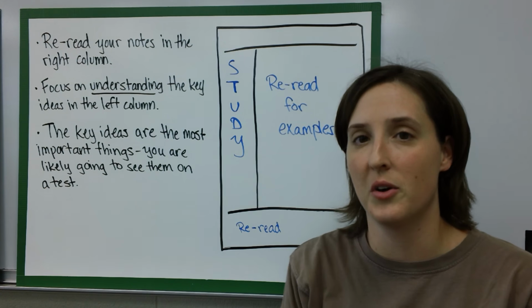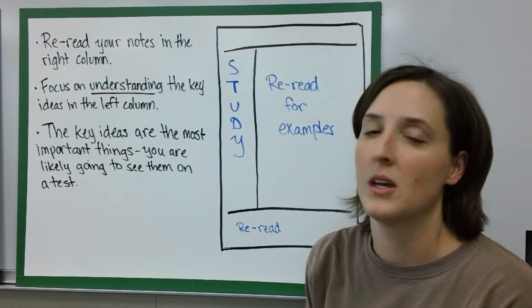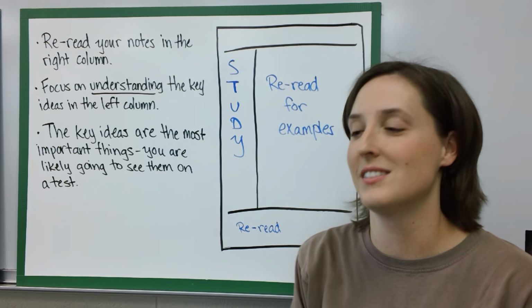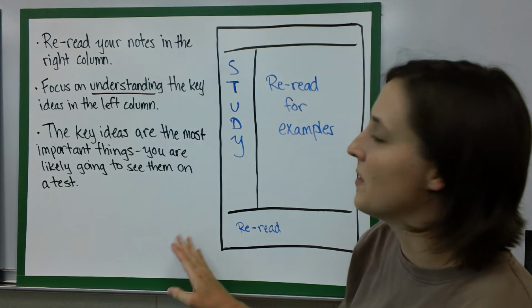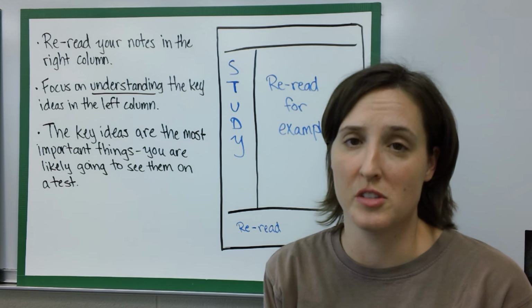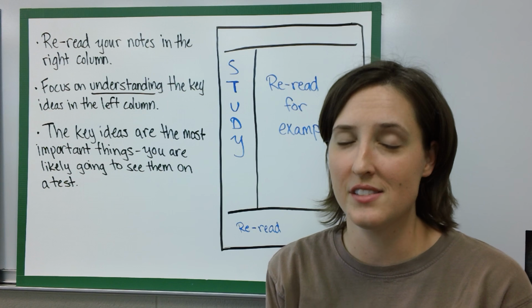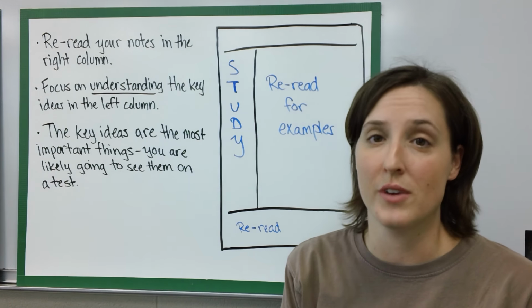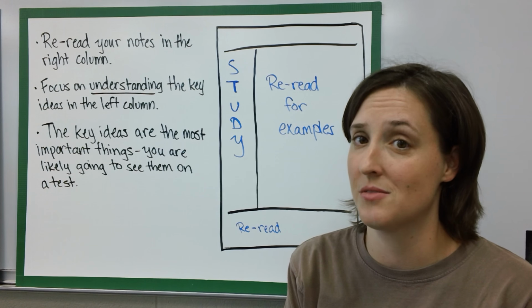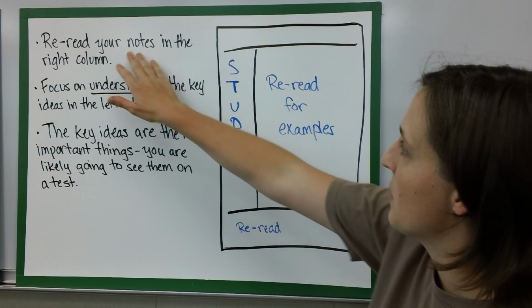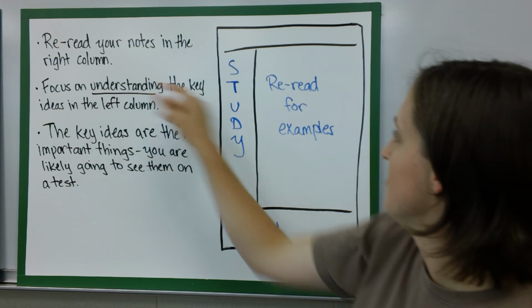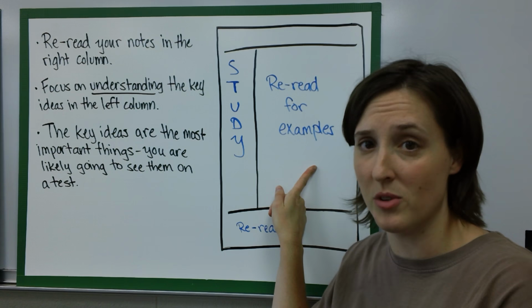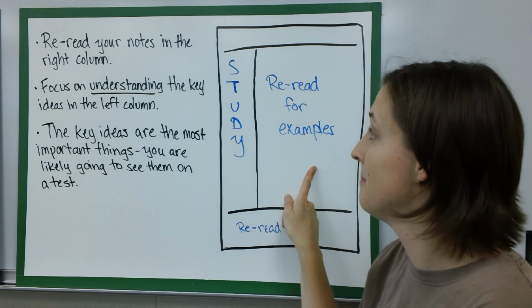The last step in the Cornell process is the summarizing and reviewing process. So this is when you want to go back and you want to look at your notes before a test or a quiz. The nice thing is if you take notes like this and you take them well enough, you should be able to go back and read your notes and do a really good job on a test. So here's how to do it. You want to reread your notes in the right column. So reread these for examples that you pulled out of the text or the video.